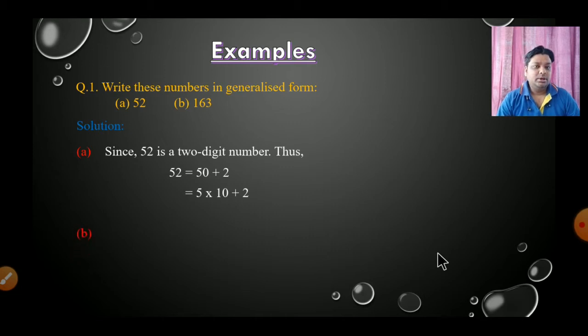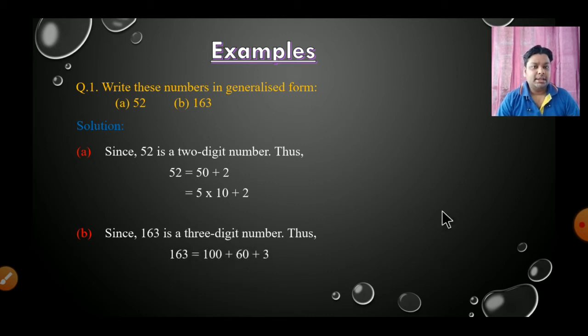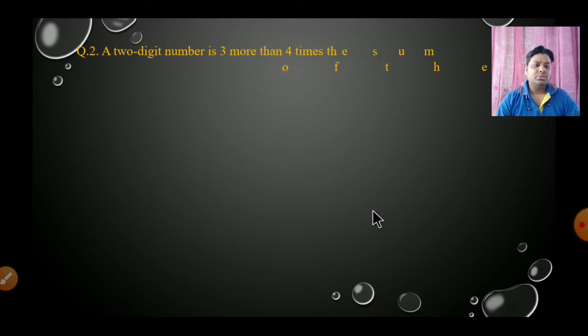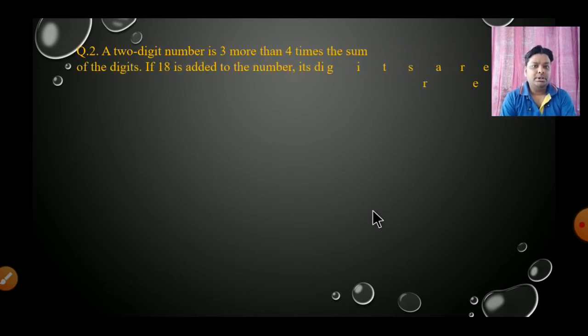And if you see another number, 163, then it is also a three digit number. If you expand it, then 1 is at the hundreds place, 1 into 100 is 100, 6 into 10 is 60, and 3 into 1 is 3. We can also write it as 1 into 100 plus 6 into 10 plus 3. So generalized form is a very easy form, dear. So you can do it like this. Now students, let's see another question. Now the question is, a two digit number is 3 more than 4 times the sum of the digits.